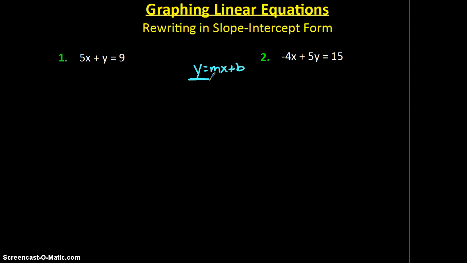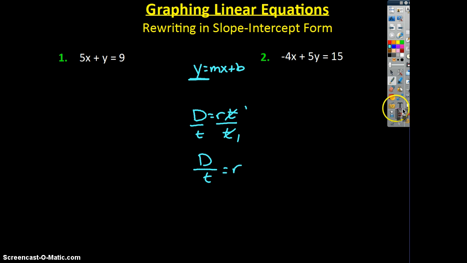Now, we've already done this with solving formulas for a variable. For example, with the distance formula, if I want to solve for r, divide both sides by t, because t divided by t is 1, so d over t equals r. We're going to be doing something very similar to that, but it's going to be less working with variables and more working with numbers, all right? So let's put it into slope-intercept form.